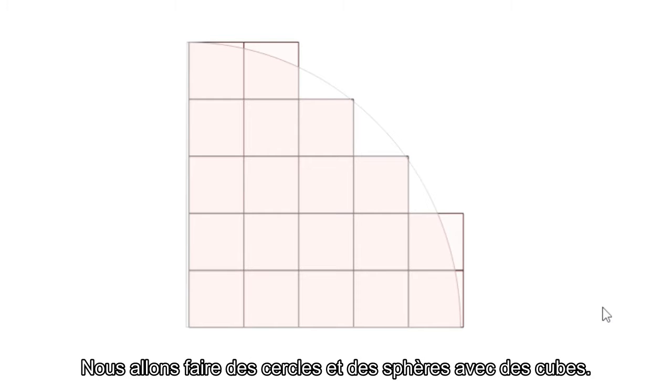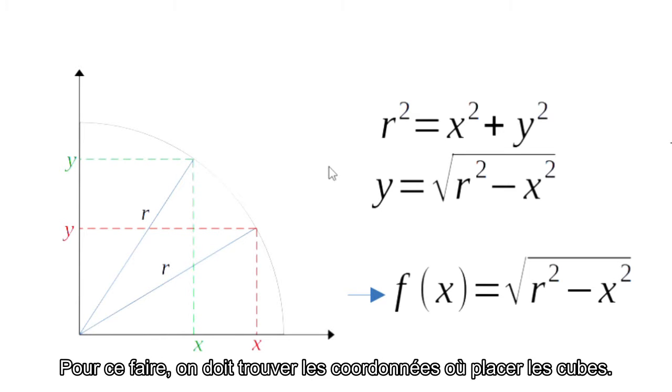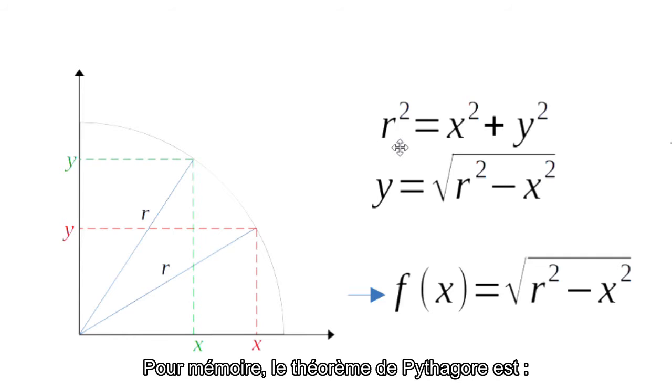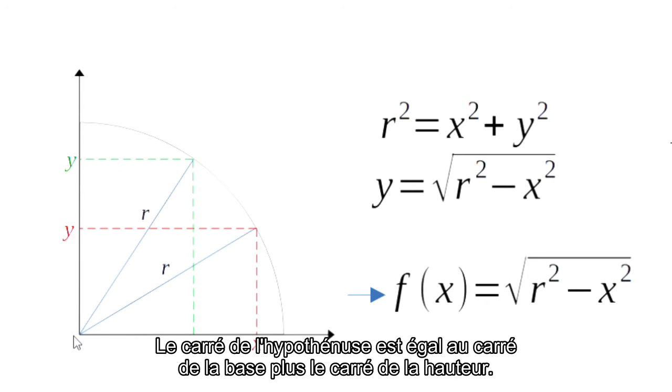Today we are going to make circles and spheres with cubes. To create spheres with cubes, we need to find the coordinates at which we would put the cubes. And to do so, we are going to use Pythagoras' theorem. If you remember, Pythagoras' theorem is basically the square of the hypotenuse is equal to the square of the base plus the square of the height.